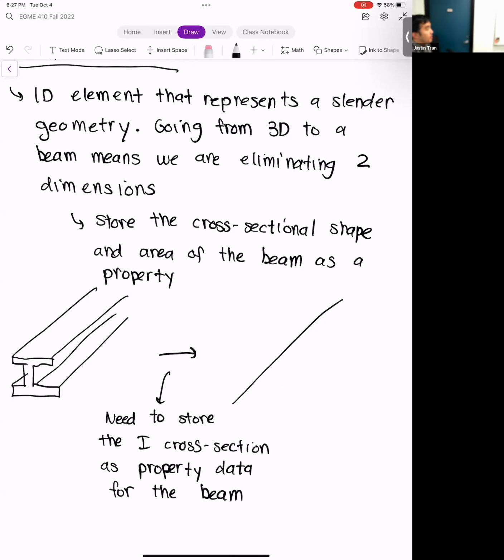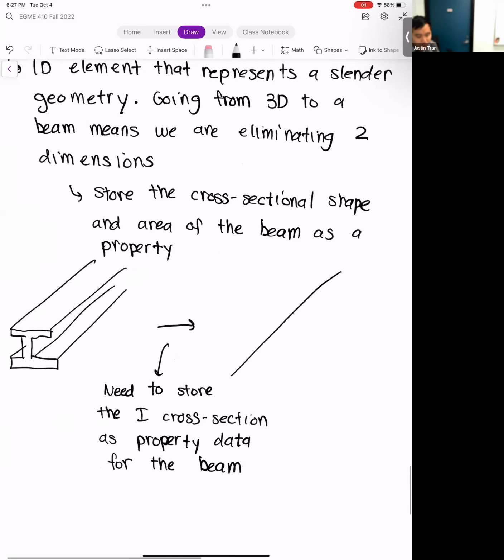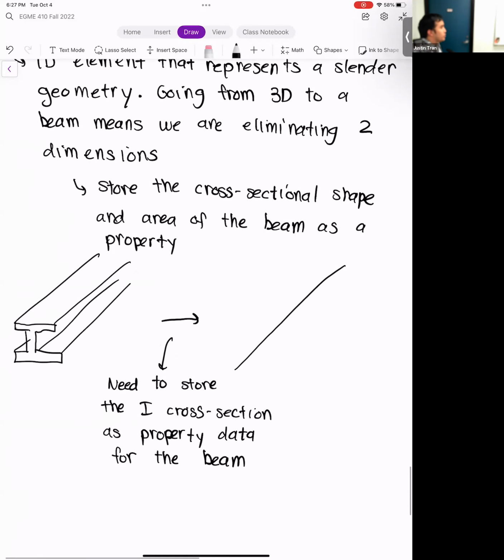That means storing the cross-sectional area. We would also store things like the moment of inertia, and where the centroid of that cross-section is. So there's a lot more information stored internally for a beam than for a shell. For a shell, the only additional thing you have to store is the thickness. For the beam, there's a lot more going on. So just be aware of that. Even if you see an FEA geometry with a beam element, just know that there's some cross-sectional information being stored.